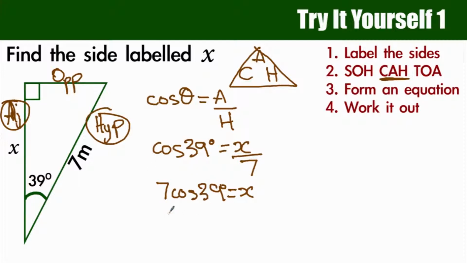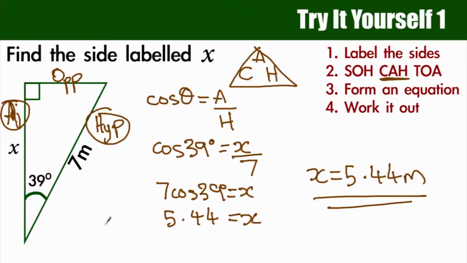Enter this into your calculator. So we've got 7 cos 39 degrees equals 5.44 to 2 decimal places. So x equals 5.44. So for our final answer, we have x equals 5.44 meters. So there we have it. There's your first try it for yourself question done.